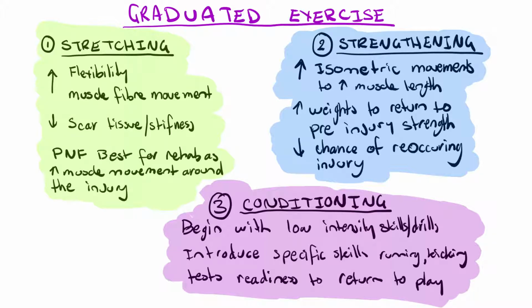So if you have a knee injury, to start with, it might just be a simple case of trying to do some squats to strengthen the muscles around the joint. And over time, a coach or a sports practitioner might add some weight to that squat to try and strengthen those muscles back to what they were prior to the injury. Now, ensuring this strengthening phase decreases the chance of a reoccurring injury.